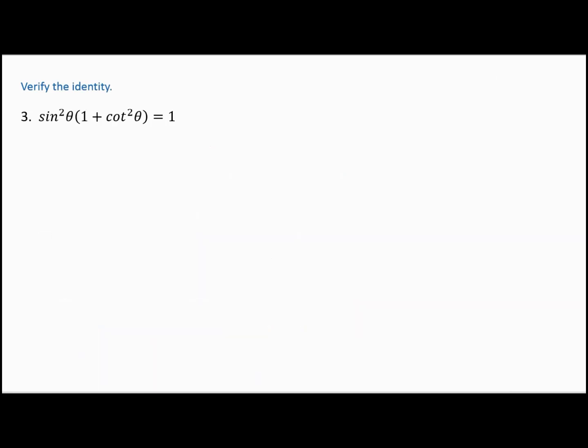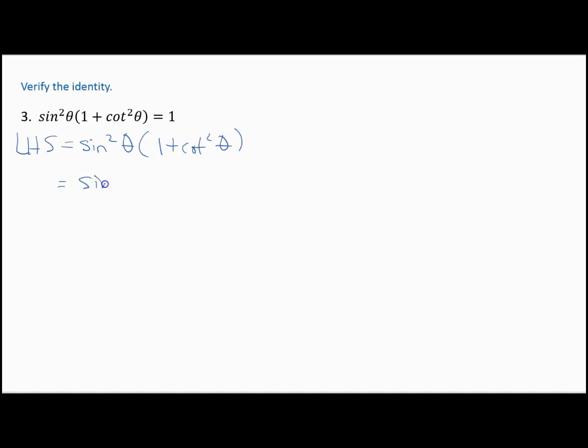Okay, verify the identity. I see a couple of ways to go with this problem. I'll try to anticipate the way that you might think to do it. I know changing everything to sine and cosine is often just the easier way to do it, but it's not often the fastest way to do a problem. But that's what I'm going to do.